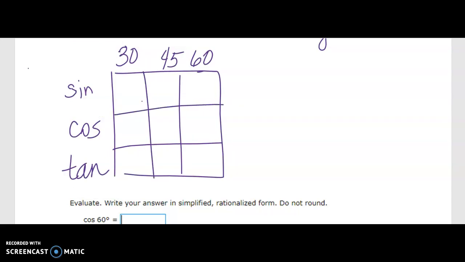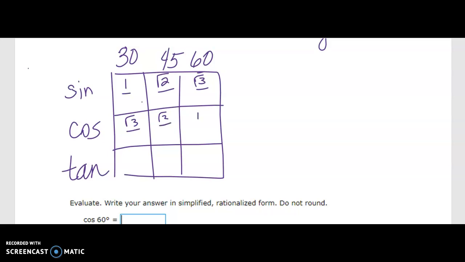Okay, so 1, 2, 3, 3, 2, 1, all over 2, square root 3 over 3, 1, square root 3. But whenever I say 1, 2, 3, 3, 2, 1, those are being square rooted. All over 2, square root 3 over 3, 1, square root 3.